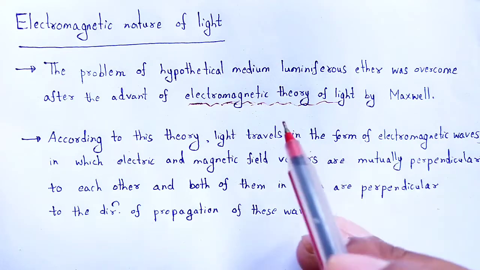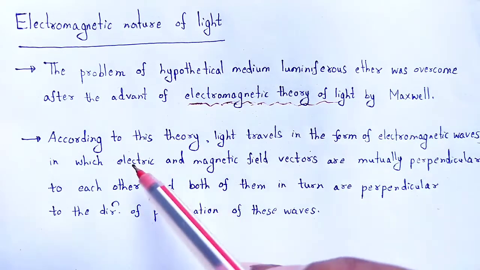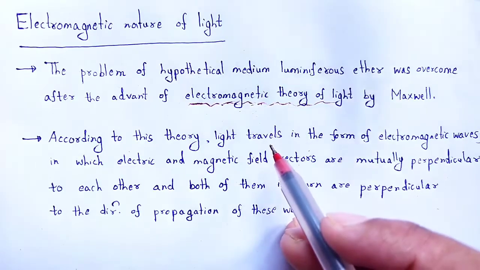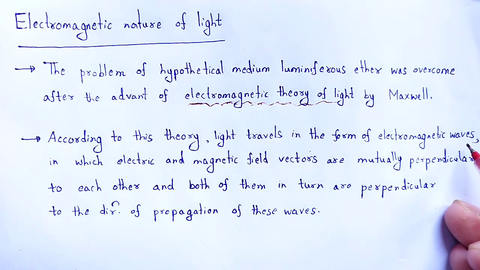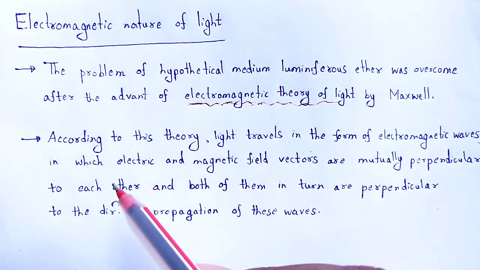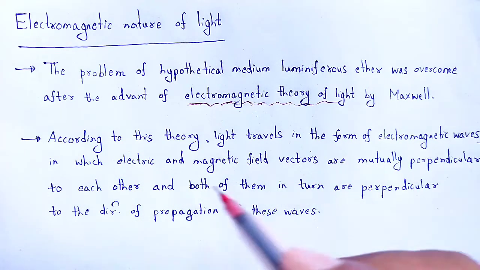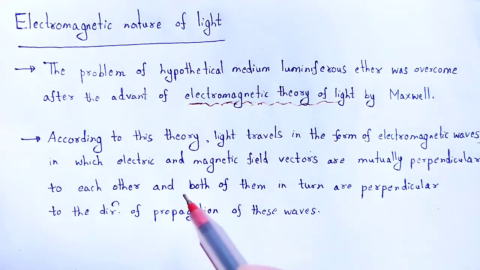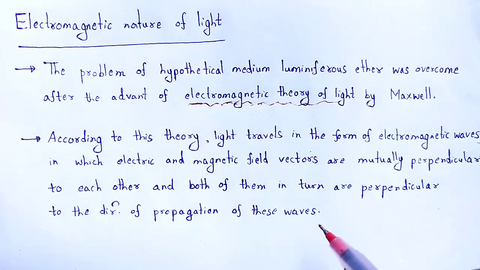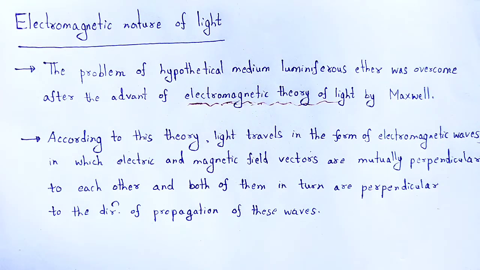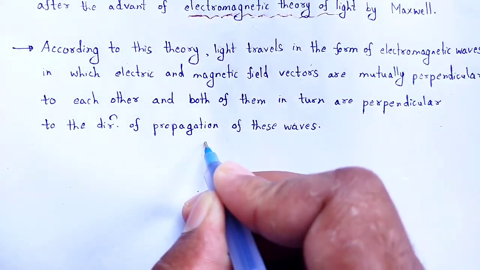So, what is the electromagnetic theory of light as proposed by Maxwell? According to this theory, light travels in the form of electromagnetic waves, in which both electric and magnetic field vectors are mutually perpendicular to each other, and both of them in turn are perpendicular to the direction of propagation of these waves. What exactly does the theory indicate?